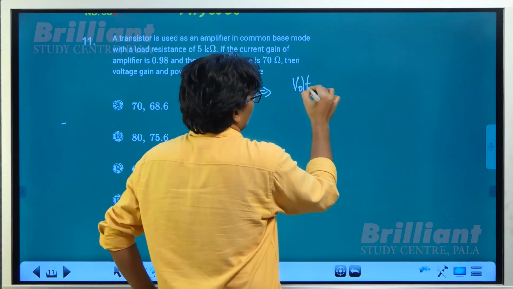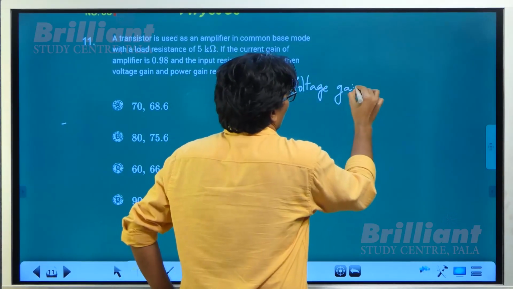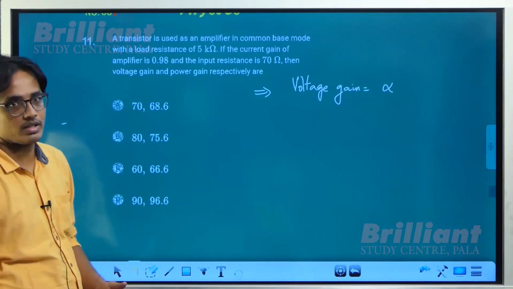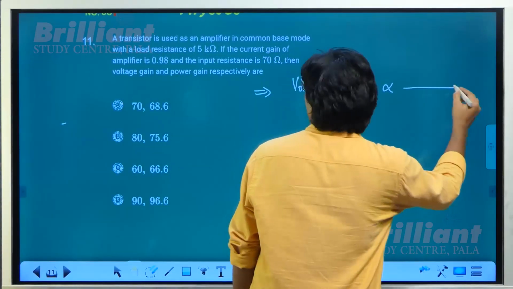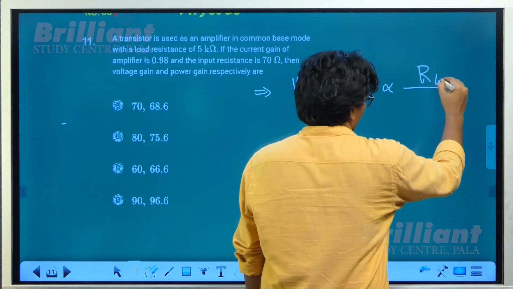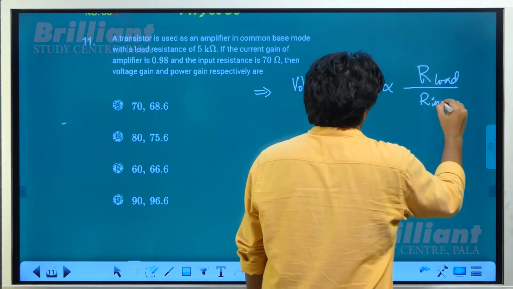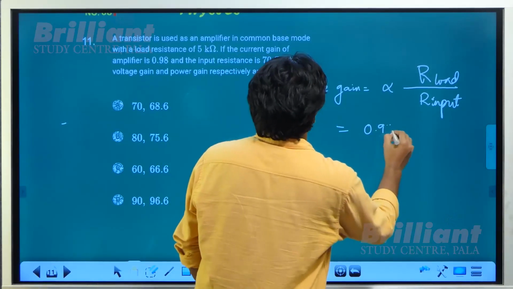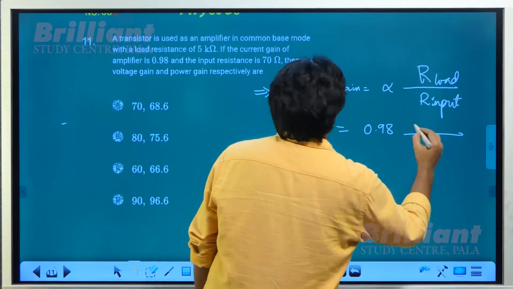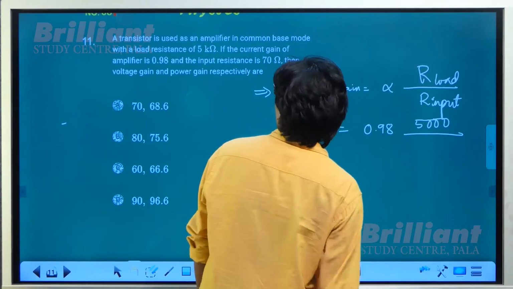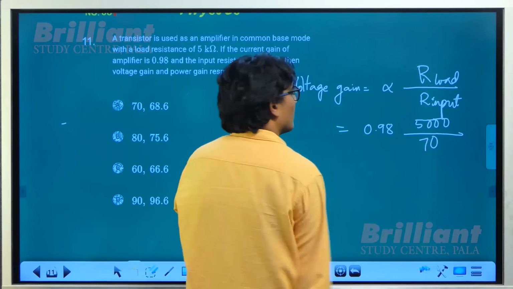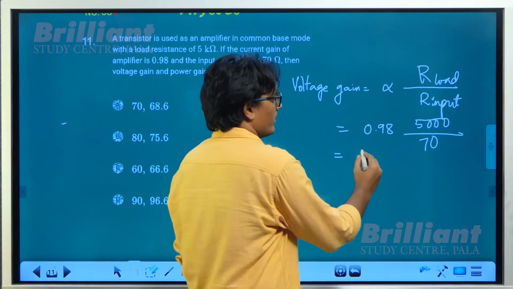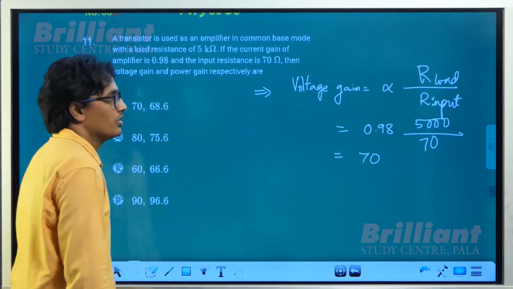Okay, voltage gain is current amplification, or current gain, into load resistance by input resistance. So if you solve this one, we have 0.98 current amplification, load resistance is 5 kilo ohms, and input resistance is 70. Okay. So if you solve this, you'll be getting 70 again. Okay. This is voltage gain.